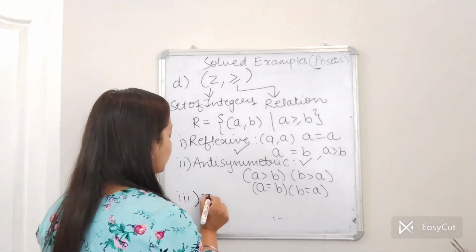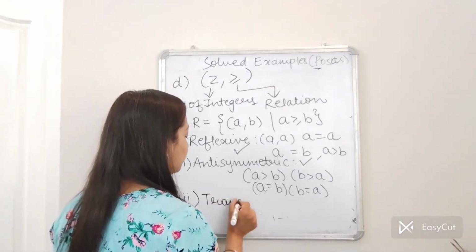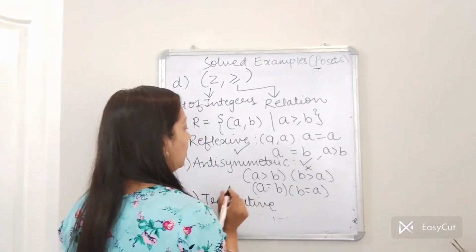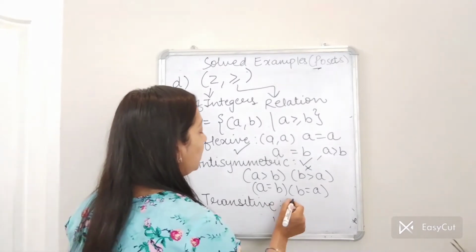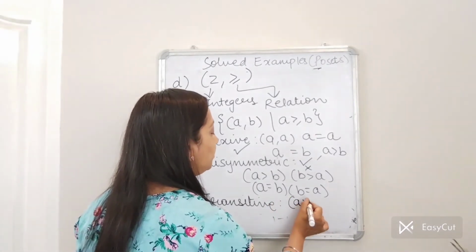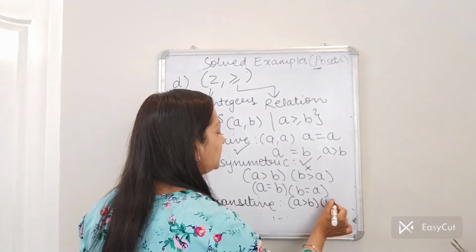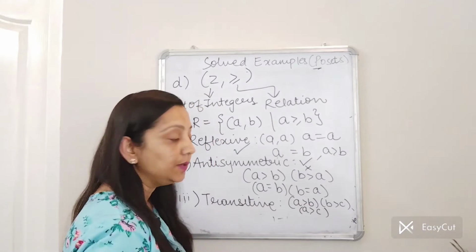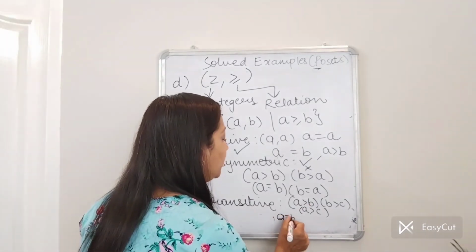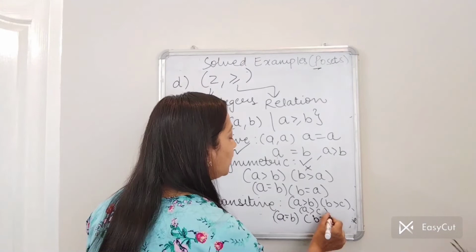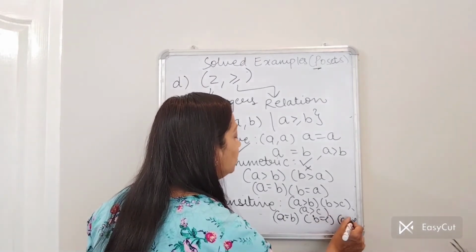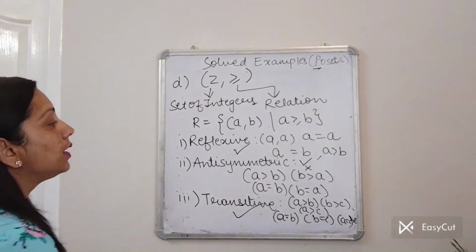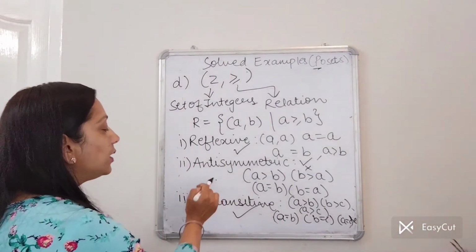Okay, now let's see if it is transitive. To be transitive, if A is greater than B and B is greater than C, then it is quite obvious that A is greater than C. And if A is equal to B and B is equal to C, then also it is quite obvious that A is equal to C. Hence it is completely transitive. So this relation is reflexive, antisymmetric and transitive.